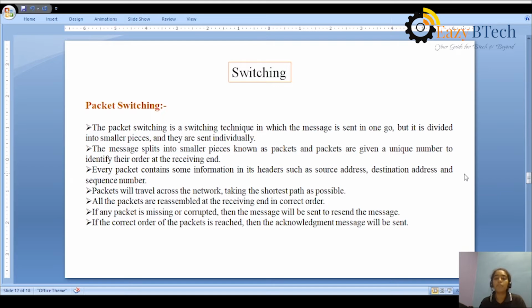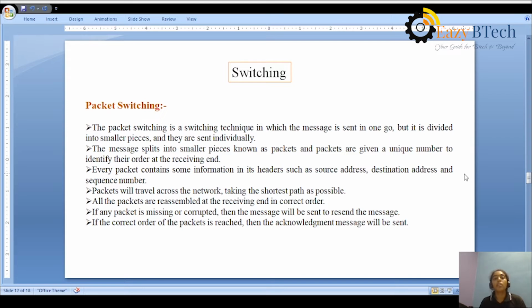Next, packet switching. In the previous classes, I already told that ARPANET is the first packet switching technology used in the world. Packet switching is one type of switching technique and it is a very efficient switching technique. In packet switching, our data will be divided into small parts or small pieces.